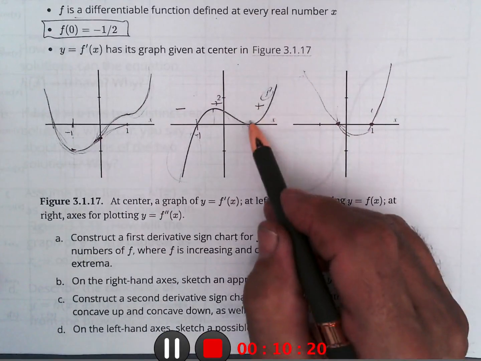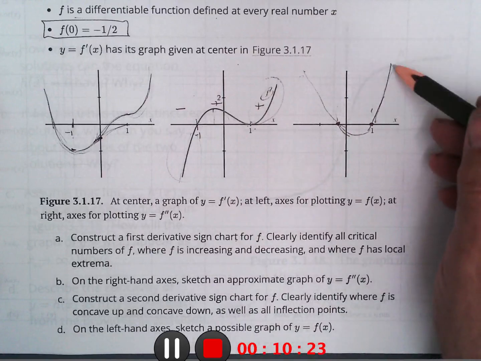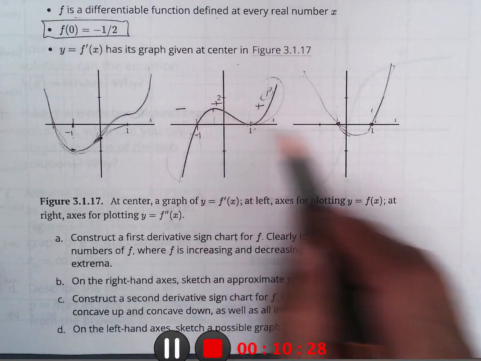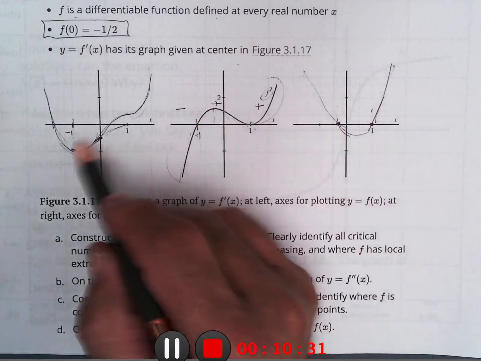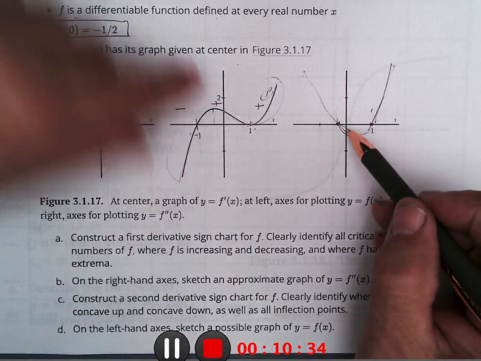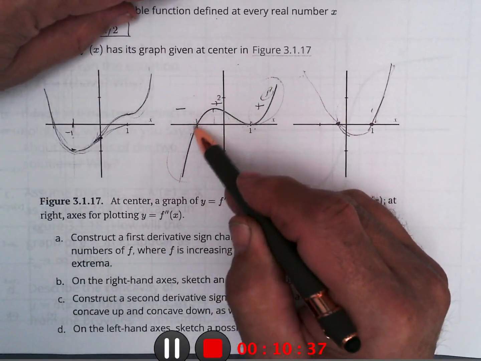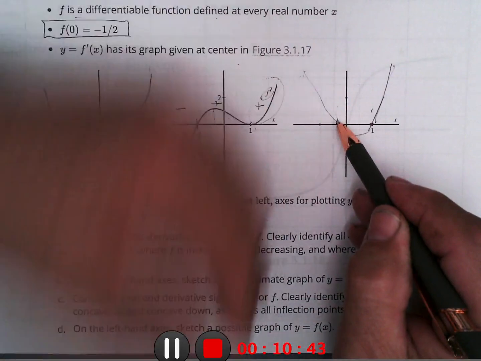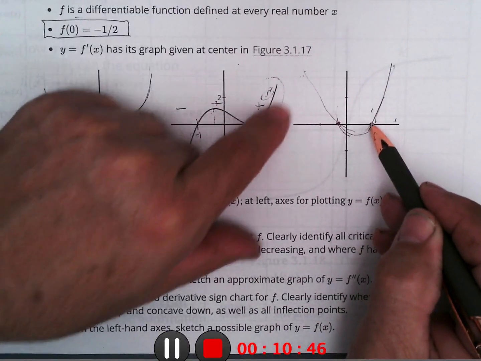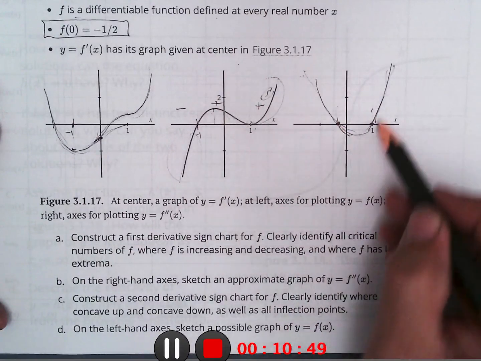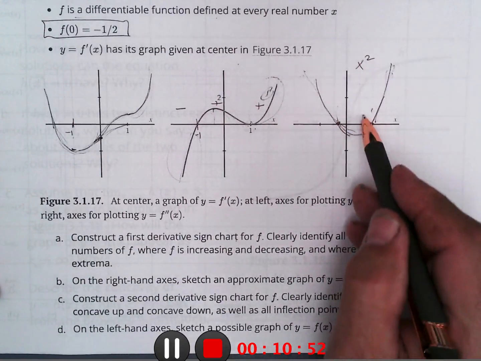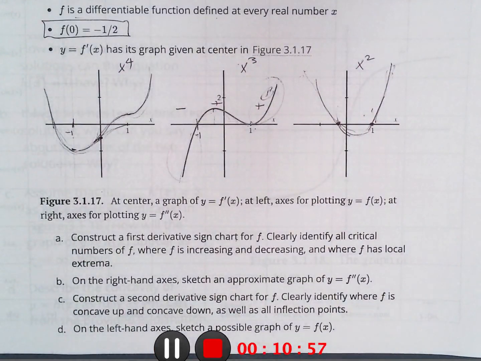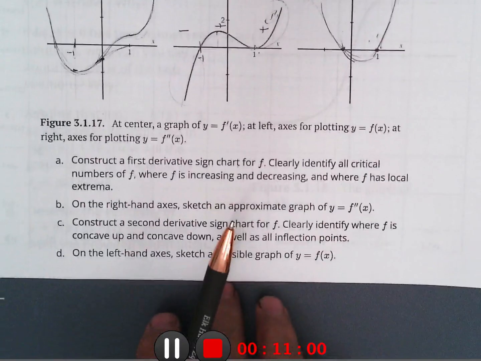Or here it says the slope is positive all the way through here. But this has a slope of positive getting to 0, getting a negative slope through here, and then positive slope again. And that kind of looks like a parabola, an x squared, degree 2, degree 3, and degree 4. Okay, and I think I've done everything they asked for there on number 4.